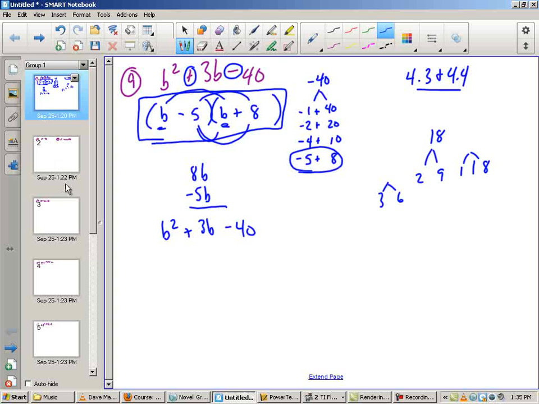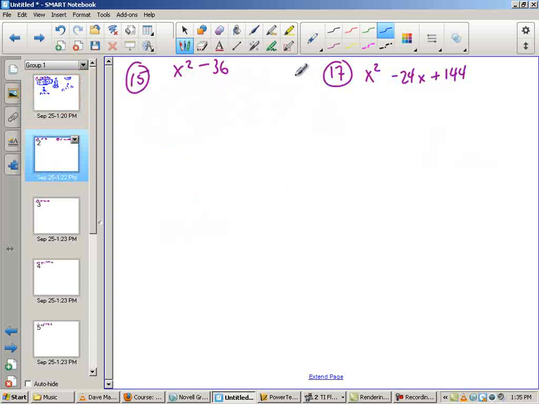Number 9, pretty straightforward. Number 15 and 17 are a very special set of factoring. Notice there's no middle term, but also notice that it's a difference. So the signs are going to be different. So you've got a plus and you've got a minus. We said that if that last sign is negative, we're going to have plus and minus. I know this will be x and x, but what times itself gives me 36? Well, I could use 1 and 36, 3 and 12, 2 and 18, 4 and 9, or I could use 6 and 6.